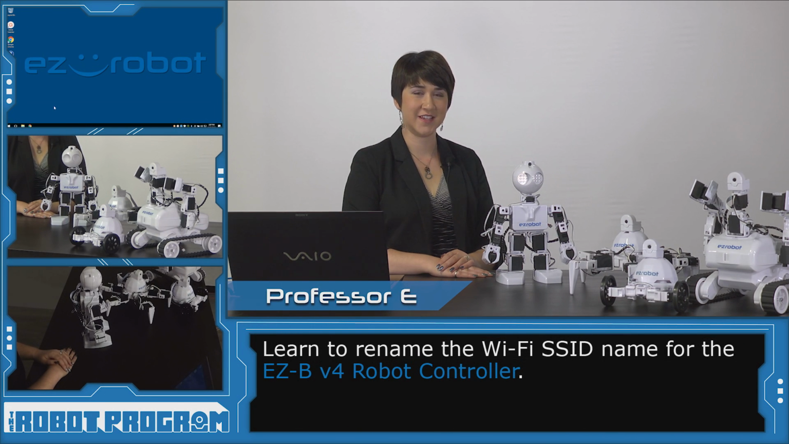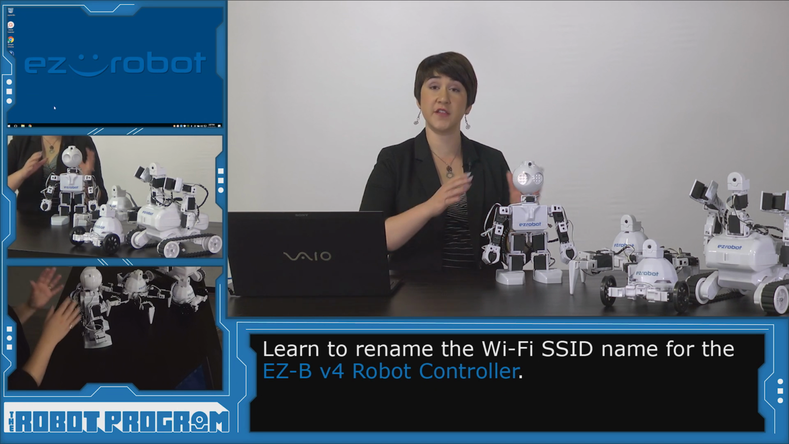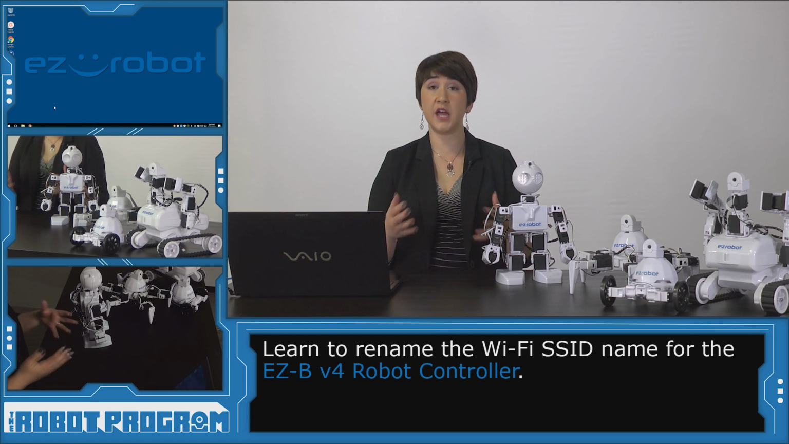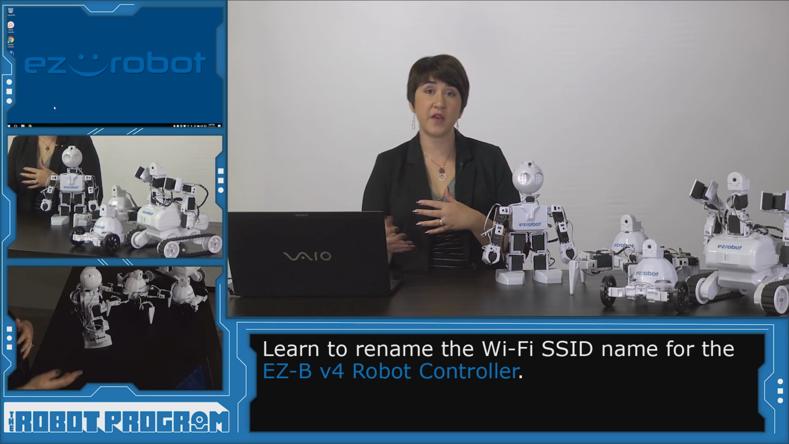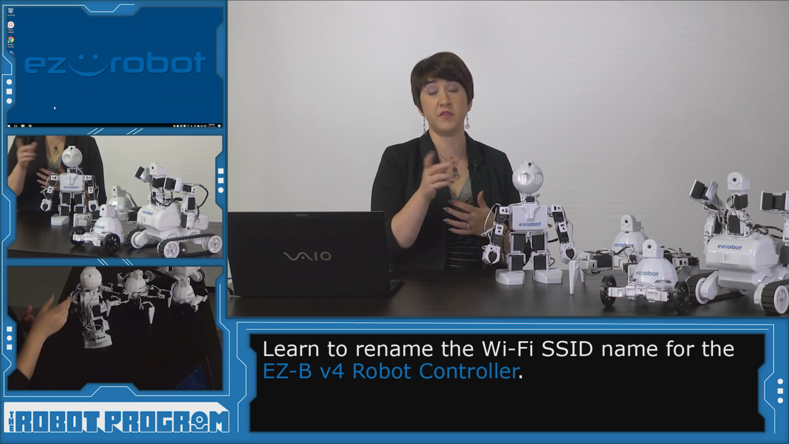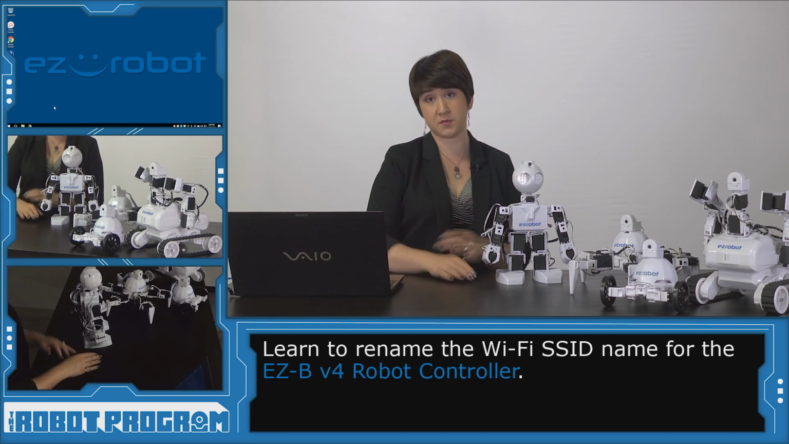I'm Professor E. In this episode, I'm going to show you how you can rename the Wi-Fi signal that's coming from your EZB controller. You might want to do this if you're working in a classroom and you have multiple robots around, or you're collaborating with someone else and you don't always know the string of characters that's after your EZB V4 connection name. Maybe you just want to make it simpler and tell the robots apart.